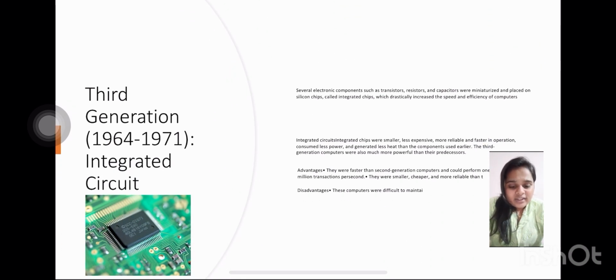The third generation, 1964 to 1971. This is about the integrated circuit. Several electronic components such as transistors, resistors, and capacitors were manufactured and placed on silicon chips, called integrated chips, which drastically increased the speed and efficiency of computers.